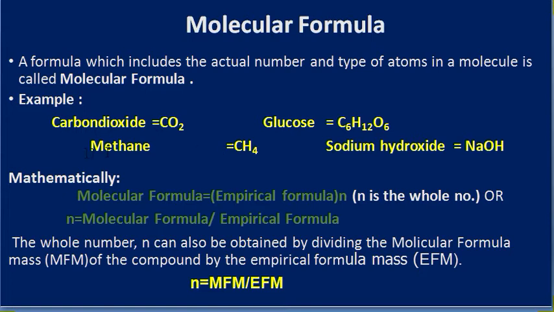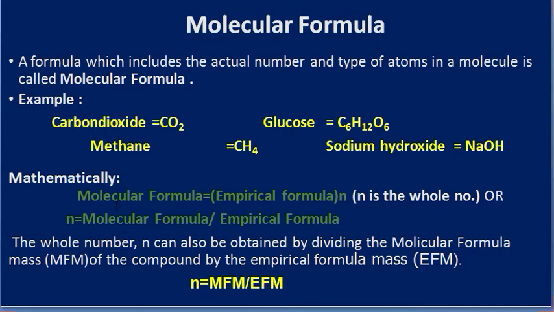If we see carbon dioxide, CO2, glucose, C6H12O6, methane, CH4, sodium hydroxide, NaOH. So you can see one Na, one O and one H form sodium hydroxide. Then come to methane, 1 carbon and 4 hydrogen combine and form methane. Okay. So how can we find it with some equation, or mathematically?